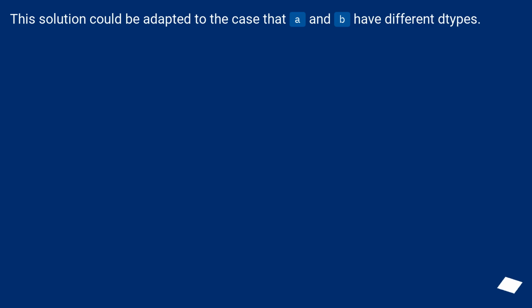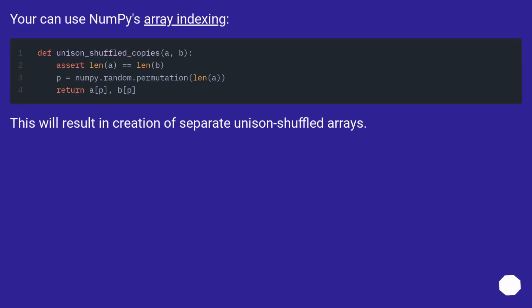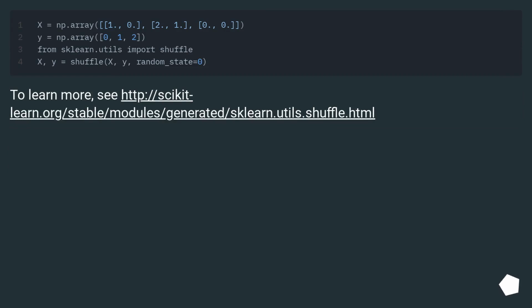This solution could be adapted to the case that A and B have different dtypes. You can use NumPy's array indexing. This will result in creation of separate unison shuffled arrays. To learn more, see this URL.